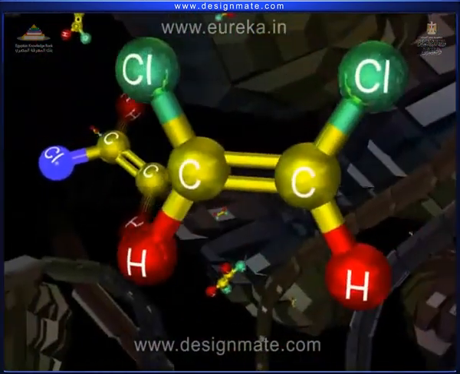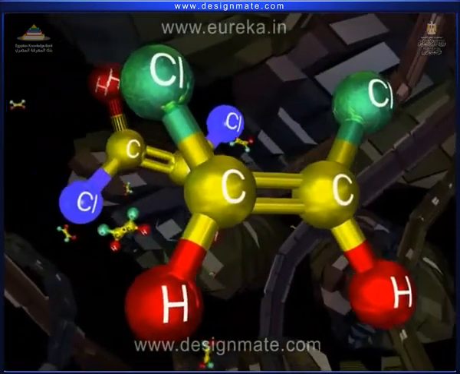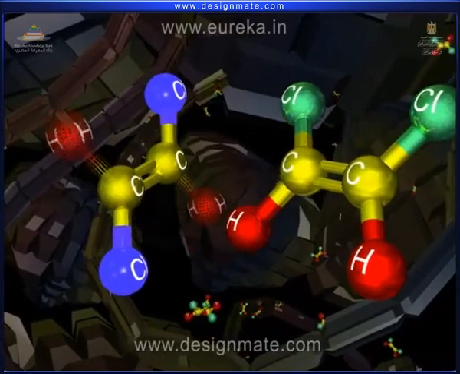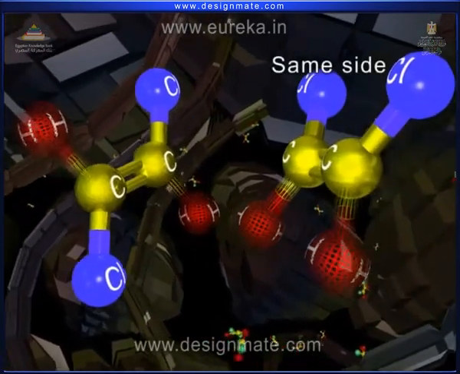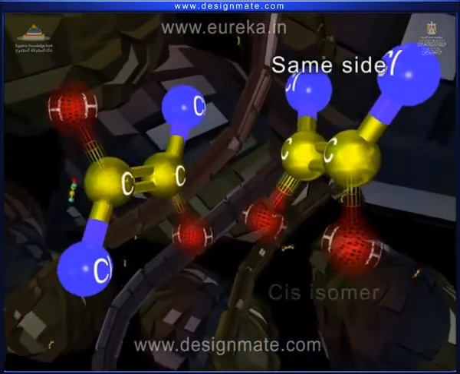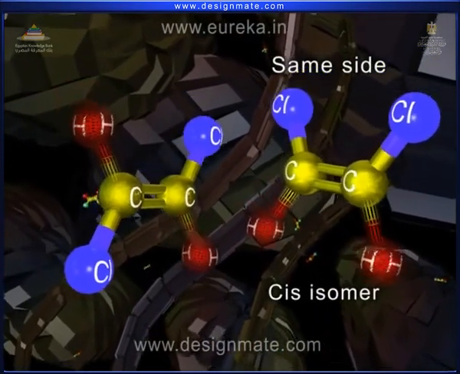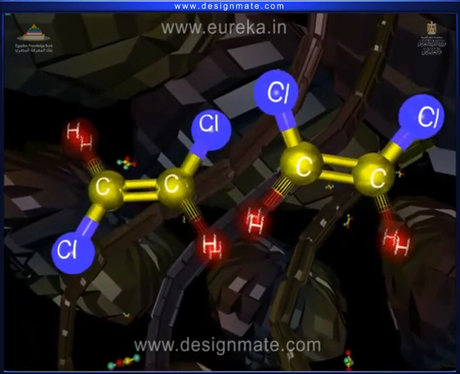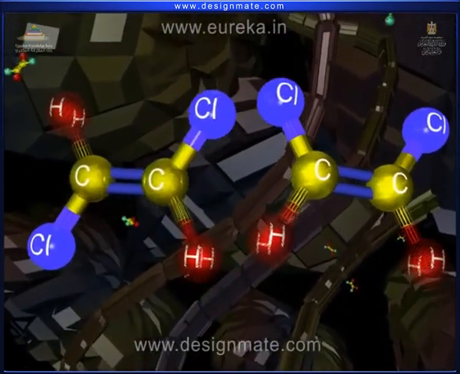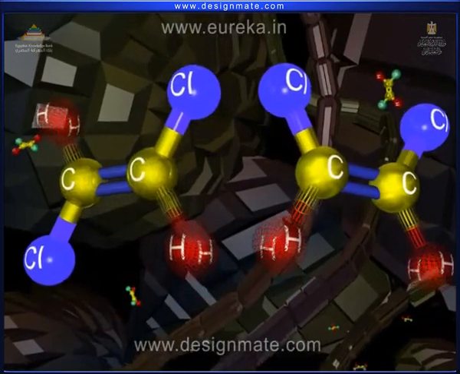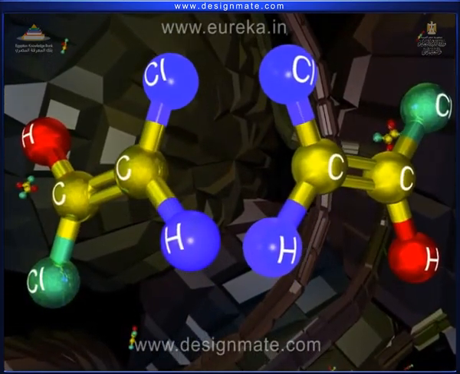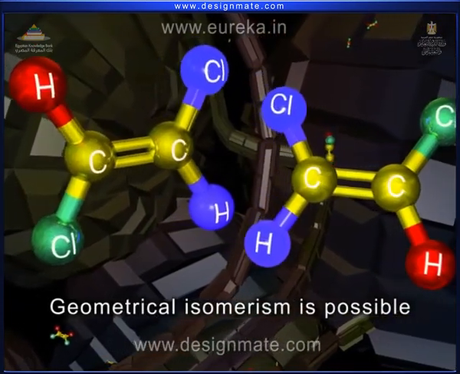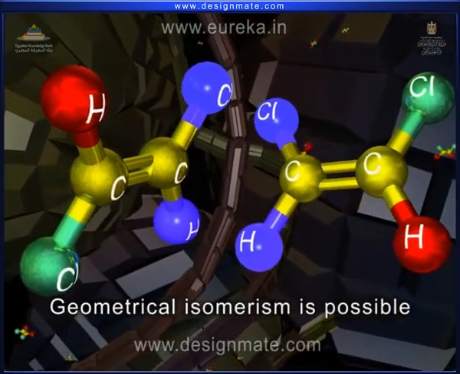To get a different configuration of the molecule, chlorine atoms will have to arrange themselves in a different way, in which they get locked on the same side of the double bond. This is called the cis isomer. Here, both the necessary conditions, that is, the presence of carbon-carbon double bond, as well as the presence of two different groups attached to carbon, are satisfied. Hence, geometrical isomerism is possible in alkenes.